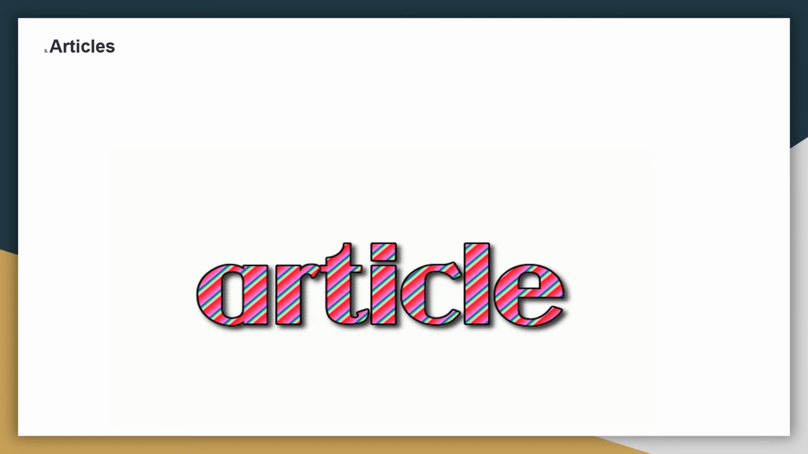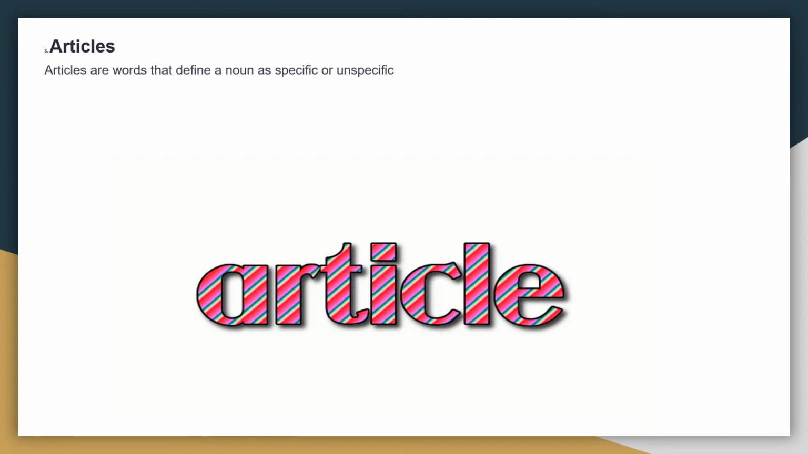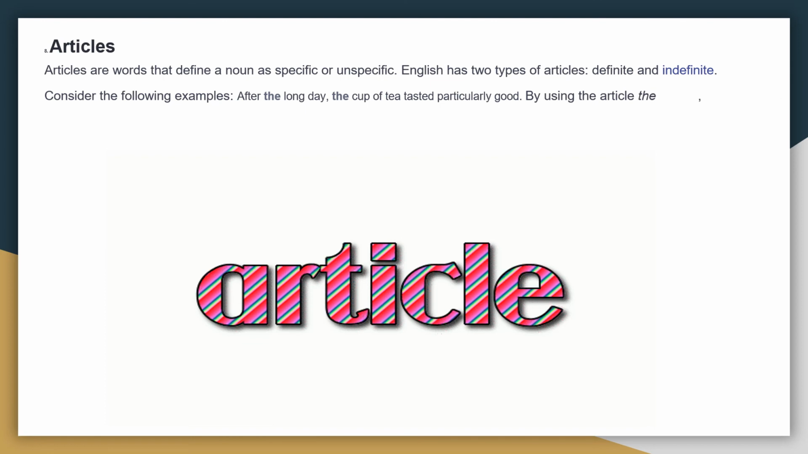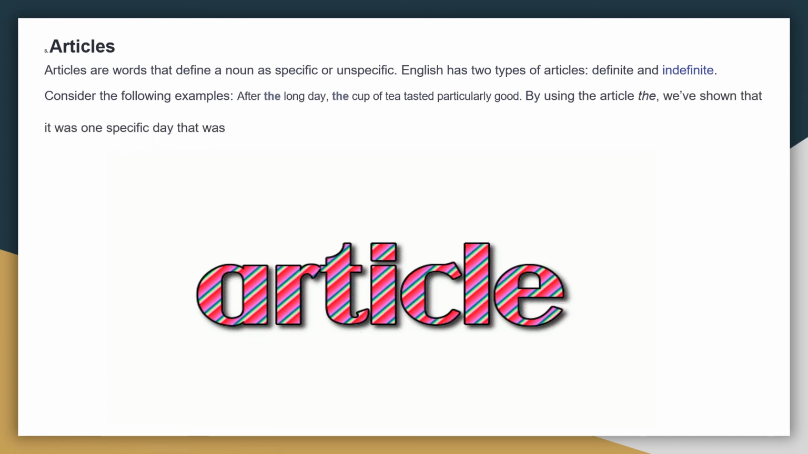Articles. Articles are the words that define a noun as specific or unspecific. English has two types of articles: definite and indefinite. Consider the following example. After the long day, the cup of tea tasted particularly good. By using the article the, we have shown that it was one specific day that was long and another specific cup of tea that tasted good.